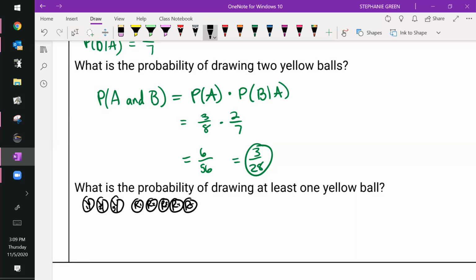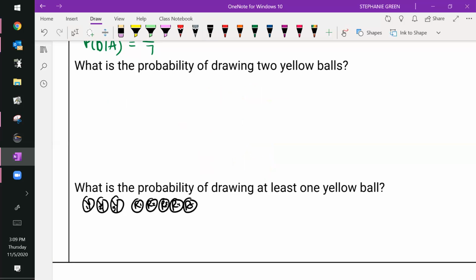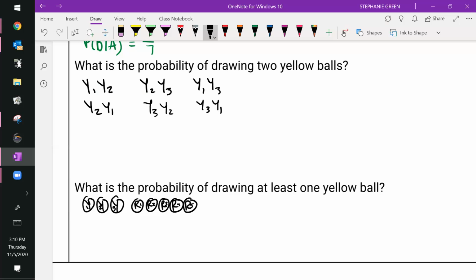In fact, I think I did the last one wrong. I'm going to go back to that. If I want to draw 2 yellow balls, I could draw yellow 1 and yellow 2. I could draw yellow 2 and yellow 3, or I could draw yellow 1 and yellow 3. And I could draw them in the opposite order. Yellow 2, then yellow 1. Yellow 3, then yellow 2. And yellow 3, then yellow 1. There's actually 6 possible outcomes where I have 2 yellow balls.